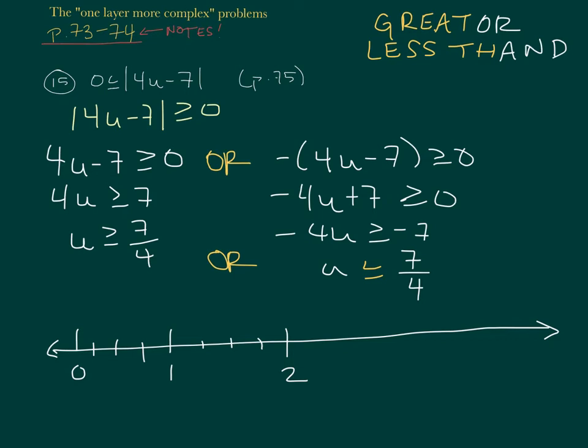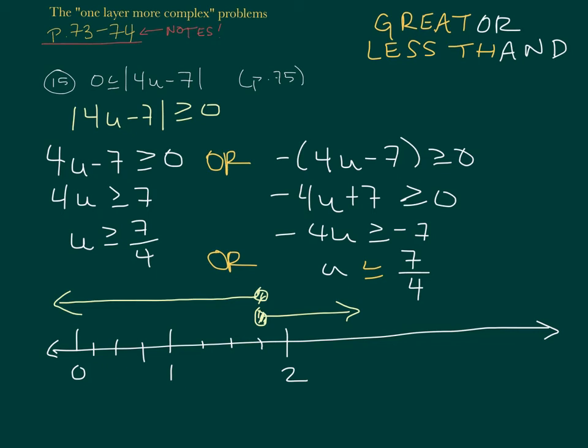So the first one I'm going to graph is this. I'm going to look at, let's see, 7/4. So I've got 0, 1, 2, 3, 4, 5, 6, 7/4. So I'm going to circle 7/4, shade it in, and u is bigger, so it's going to go in this direction. Now I'm going to look at this other solution over here. u is less than or equal to 7/4. Oh, lucky us, we already counted out the 7/4. So I'm just going to start here, shade it in, and then u is less than that value.